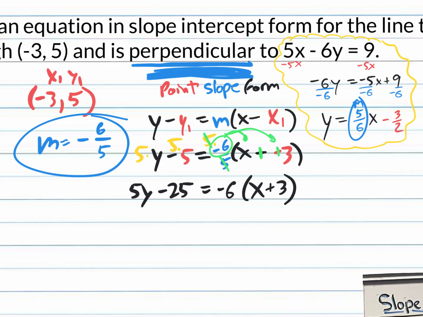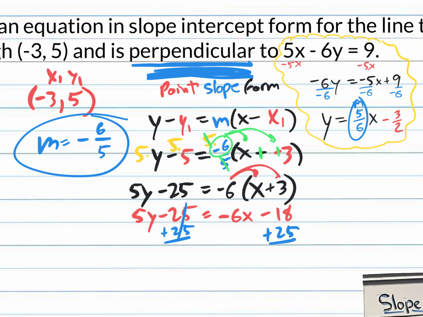And now you could get rid of the parenthesis, distributing that minus 6 times x is minus 6x, minus 6 times 3 is minus 18. Bring down the equal sign. 5y minus 25 is what we have so far. Now let's get y by itself. We're going to add 25, cancels, add 25. We're going to end up with 5y equaling negative 6x plus 7.